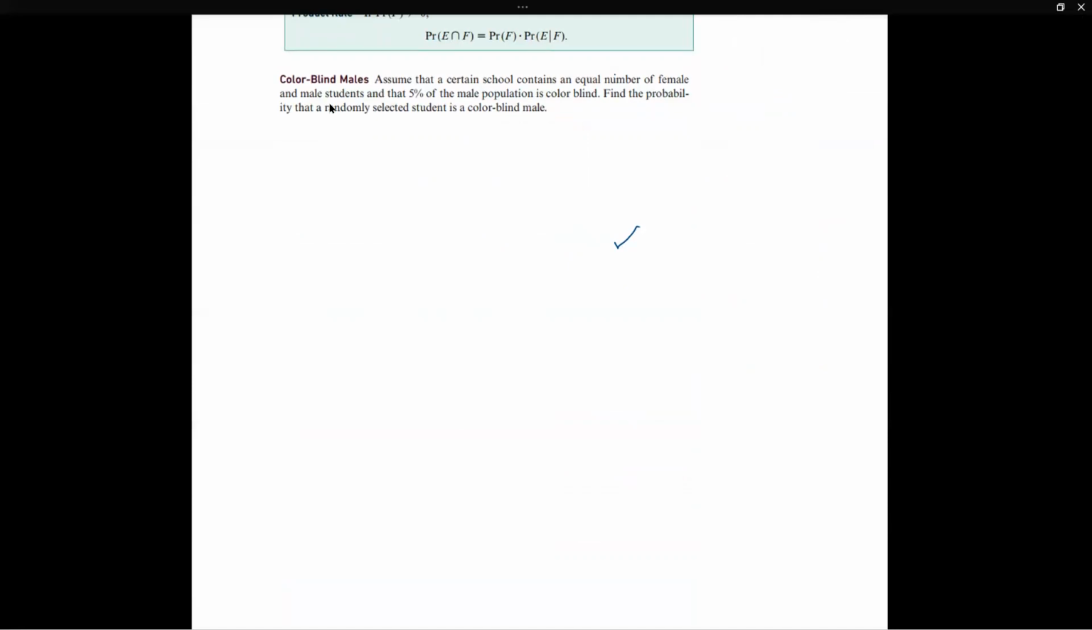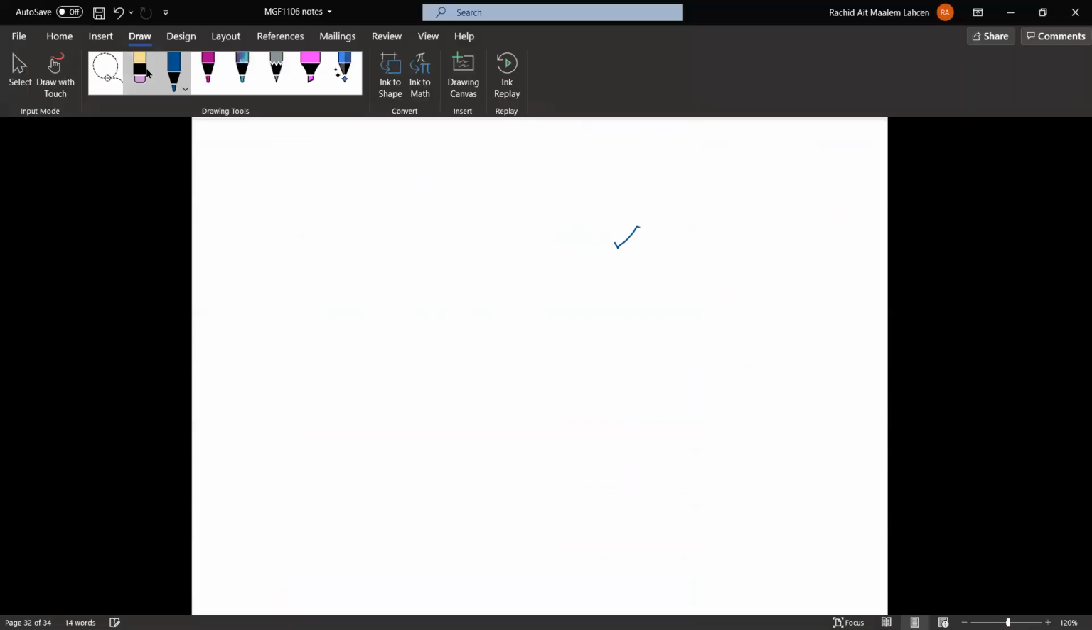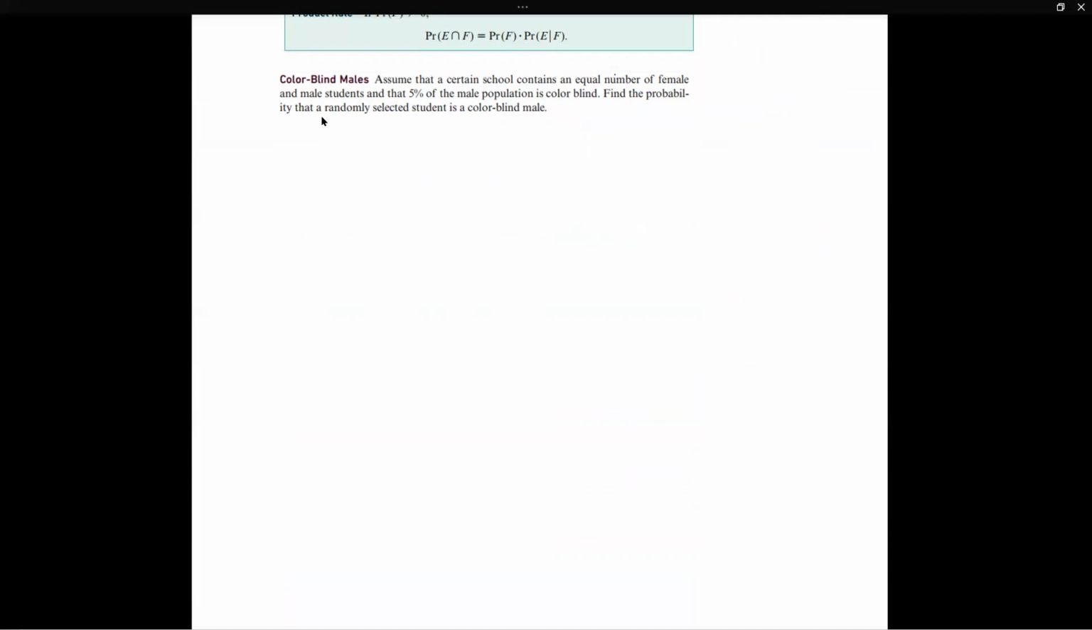And we have more examples we can work on. We can do these other examples. So colorblind males: assume that a certain school contains an equal number of female and male students, and that 5% of the male population is colorblind. So this is a good problem. So we are aware of this, right?